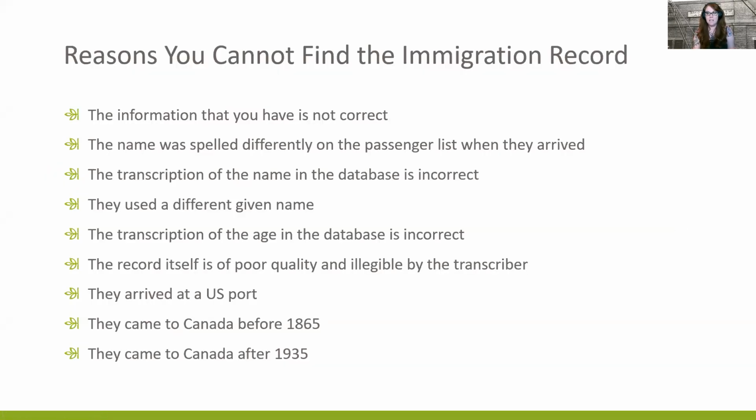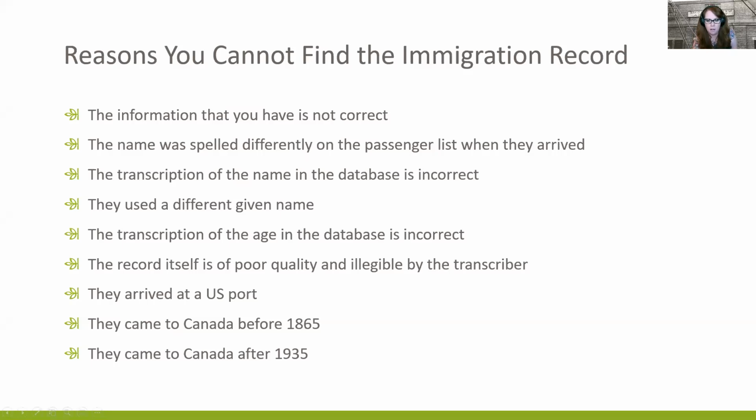So this webinar is really aimed towards people who have been searching for their immigrant arrival in the 1865 to 1935 databases, and they haven't been able to find it. There's a variety of reasons why that happens, and I'm going to talk about some of the ways that I research and some techniques that I use to find those hidden documents.